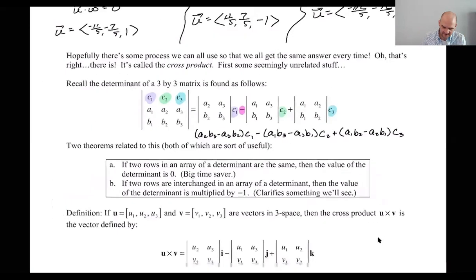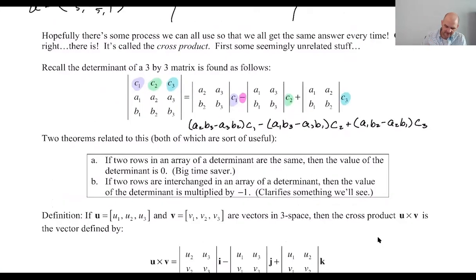They feel out of left field. They're not, and you can confirm any of them by just doing it. You will see that if you make 2 of them the same, you get 0. If you swap them, you change the sign.